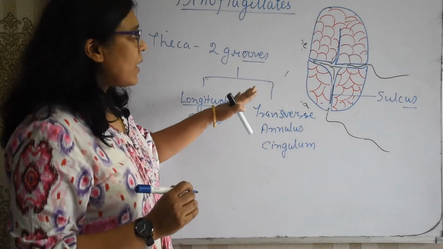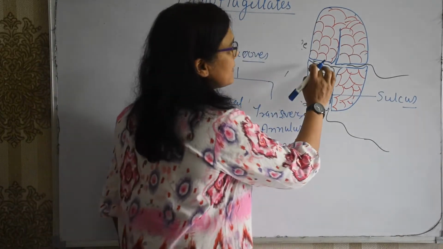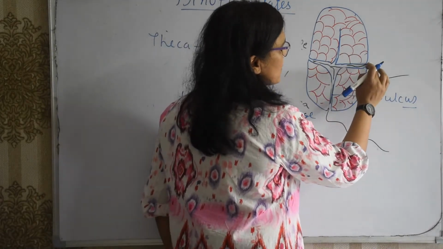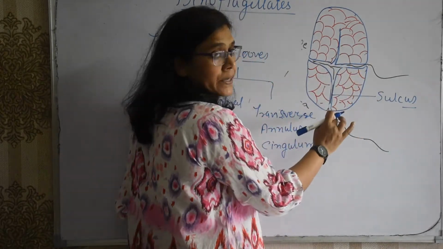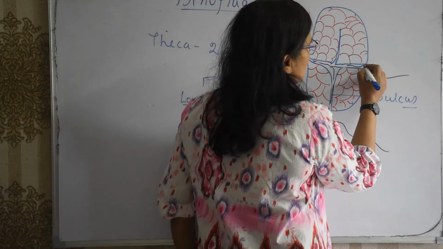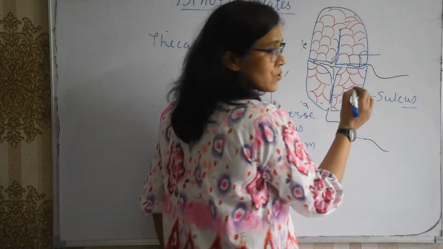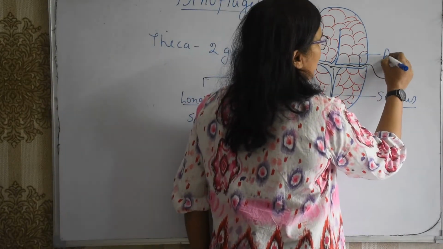So these are the two grooves. You can see here this is the transverse groove and this is the longitudinal groove. So this transverse groove is known as annulus.